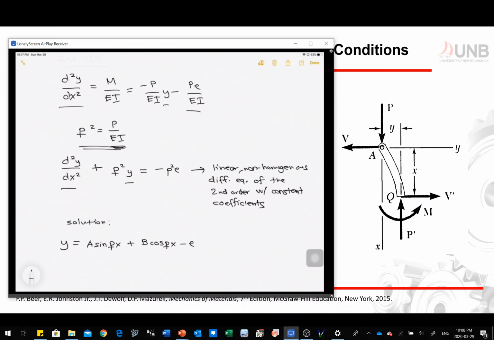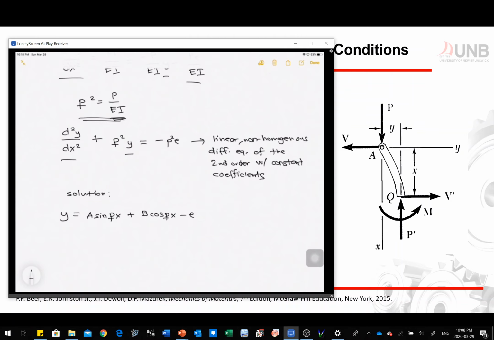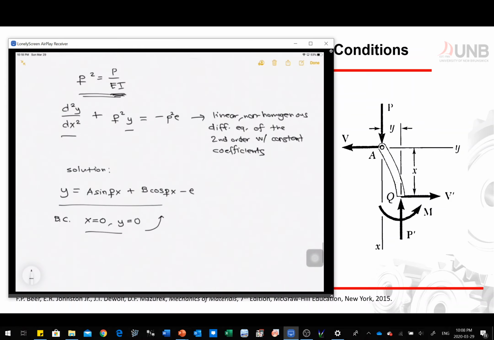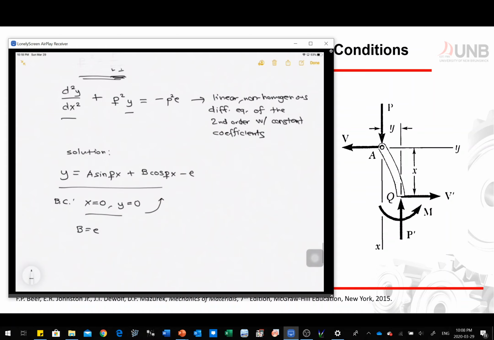Now we have these equations here. We can use boundary conditions to solve our solution equation. So using boundary condition 1, we can say that at x is equal to 0, so let's assume at A that's equal to 0, we have y is equal to 0. Now using this boundary condition, substituting it right here, you will get the constant B would be equal to e. So let's call it boundary condition 1.